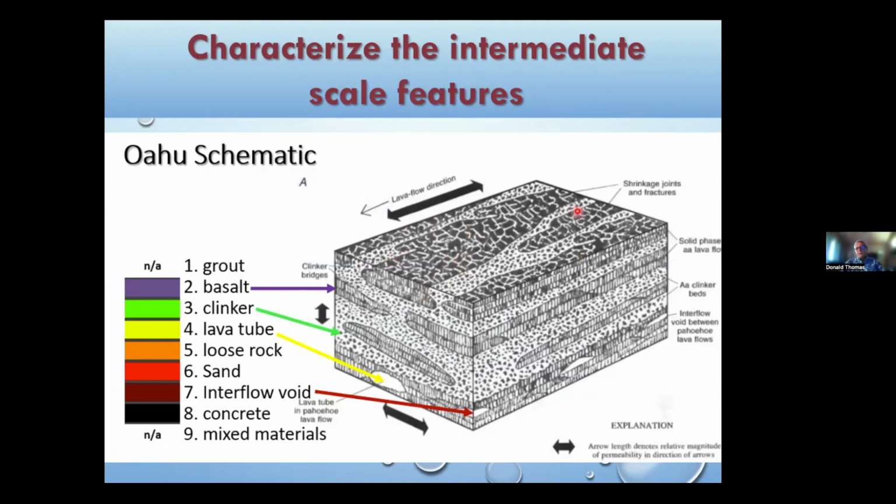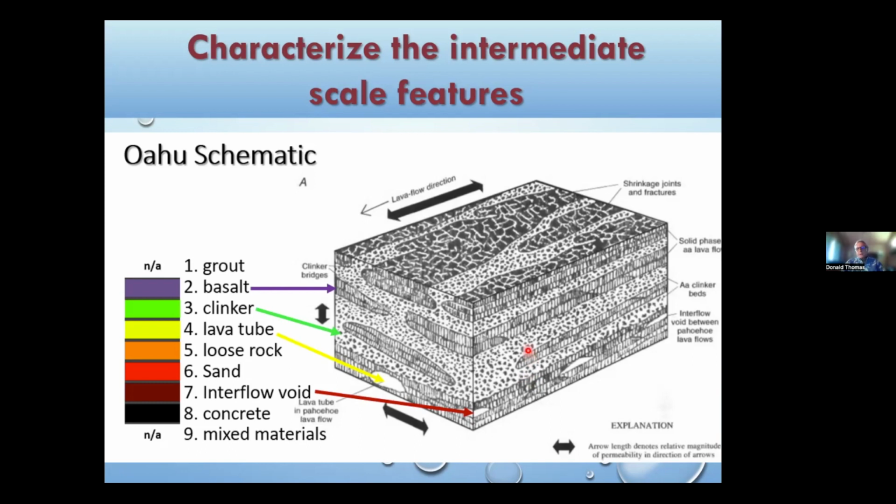This is an image taken from a recent USGS publication that gives us a conceptual idea of what the lava flow sequence looks like. We have the flow units that can be several meters thick and up to 10 and 20 meters wide. And these flow units are typically surrounded by clinker. And within this sequence, we also have Pahoehoe lavas, and groundwater flow through these individual features can be quite different.